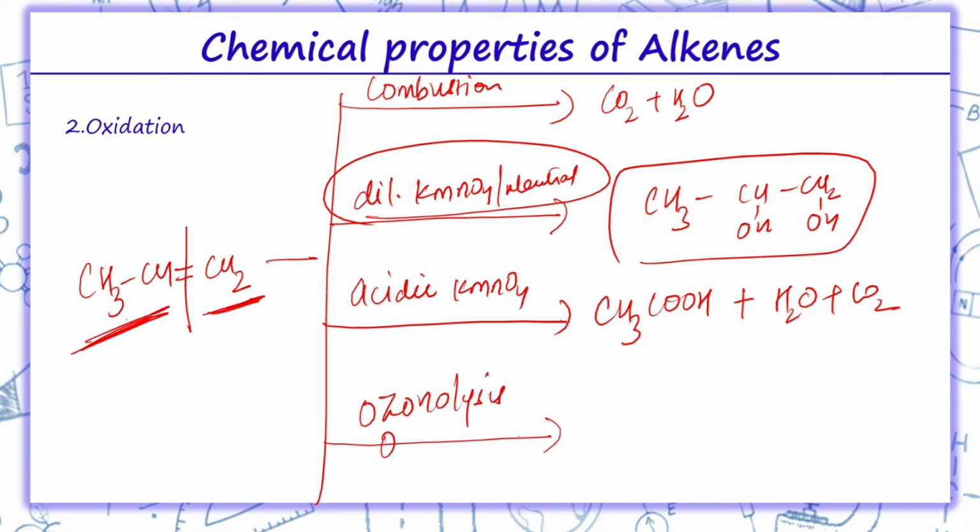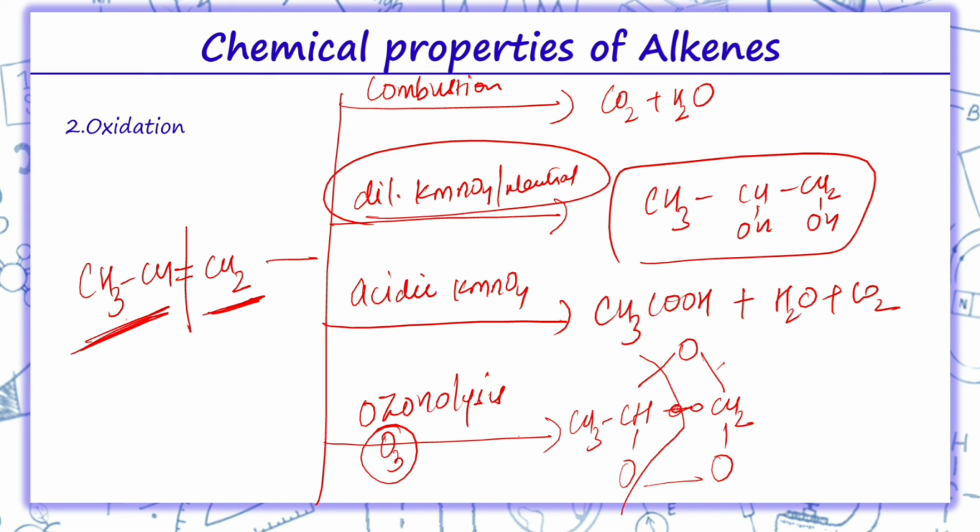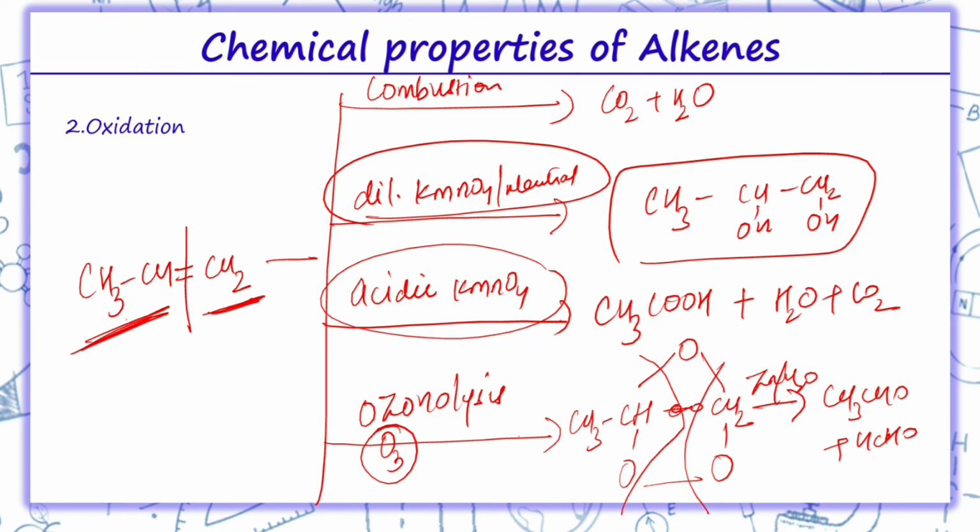In ozonolysis the reaction is performed with ozone. The double bonded carbons are attached with 3 oxygen atoms, with the attachment in such a manner, CH3CH and CH2 with O, O. Now the cleavage takes place in the presence of Zn. On cleavage, the products formed are CH3CHO plus HCHO.